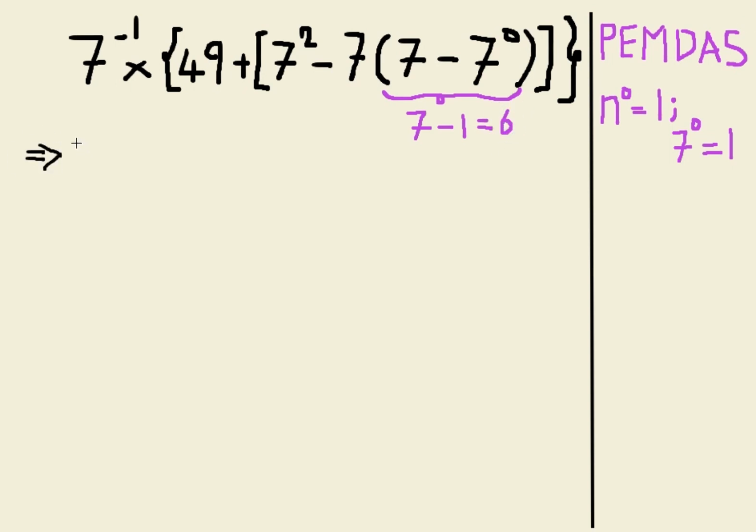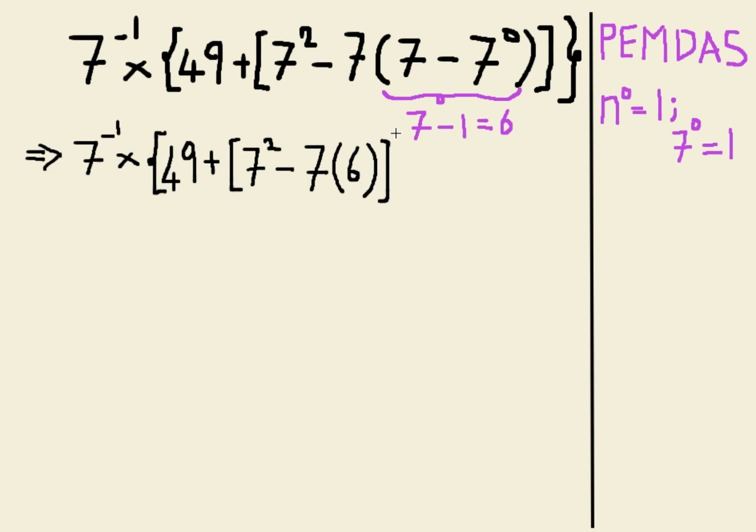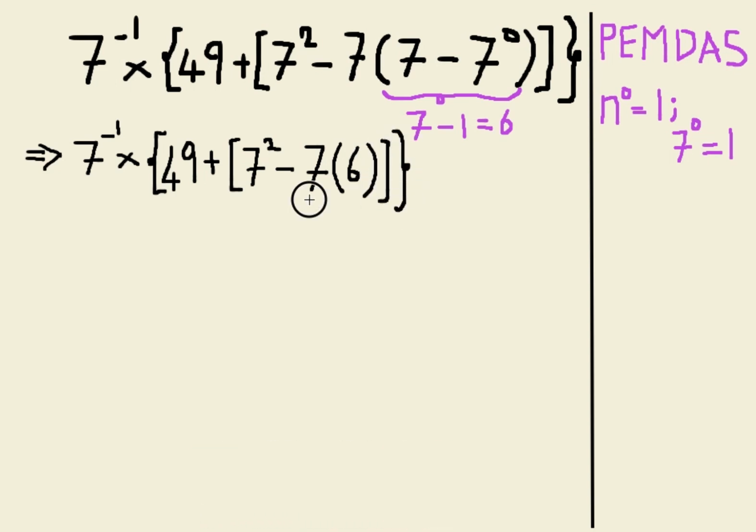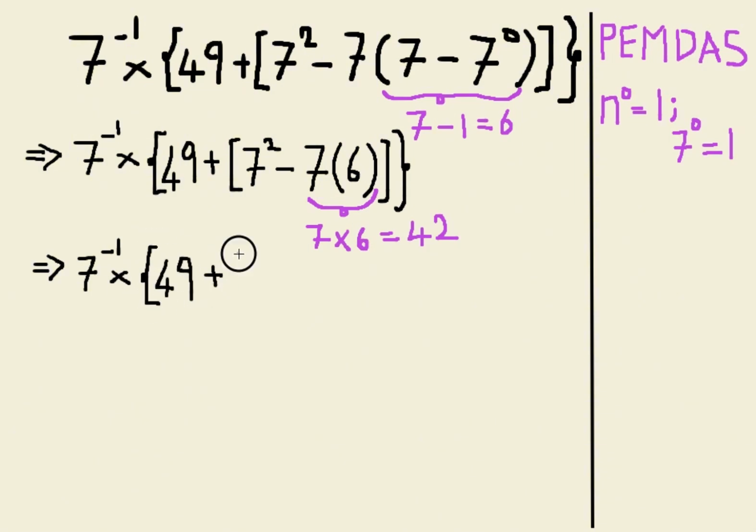Our expression now becomes 7^(-1) × {49 + [7² − 7 × 6]}. Next, we look inside the square brackets. We have 7² − 7 × 6. According to the order of operations, multiplication comes before subtraction. The term 7(6) means 7 times 6, which equals 42. Substituting this back, the brackets now contain 7² − 42.